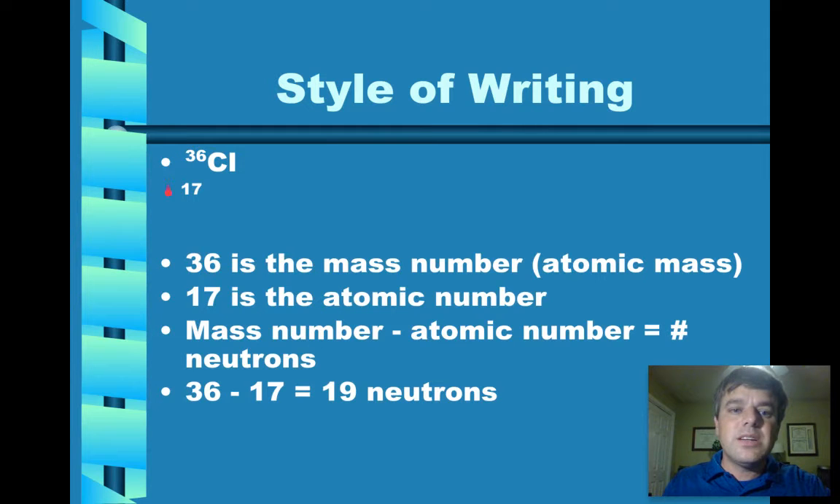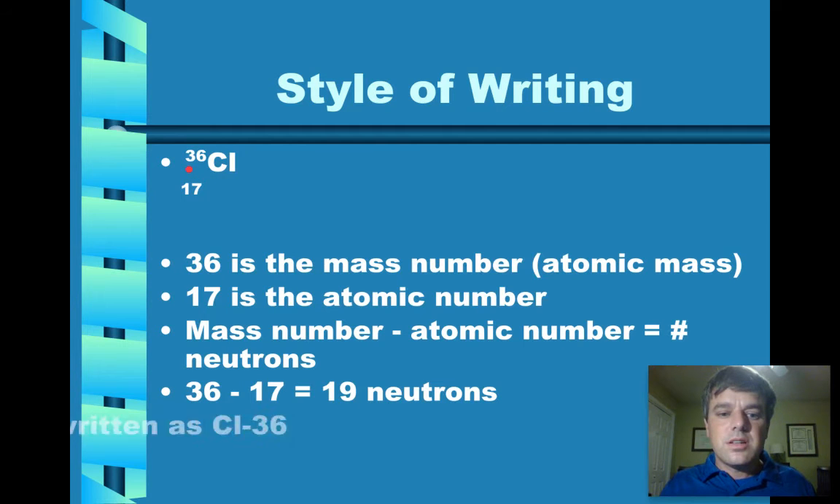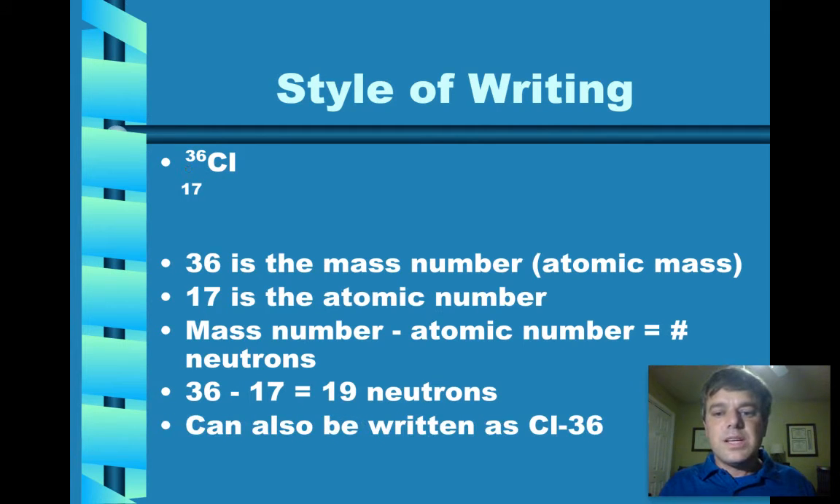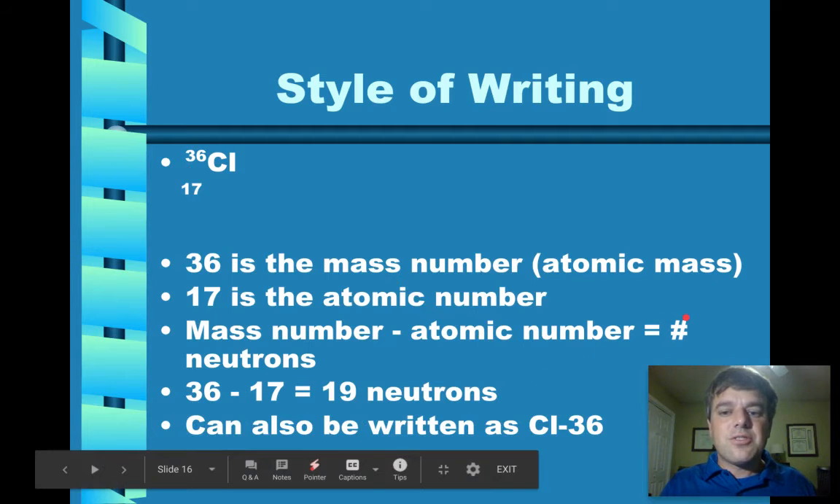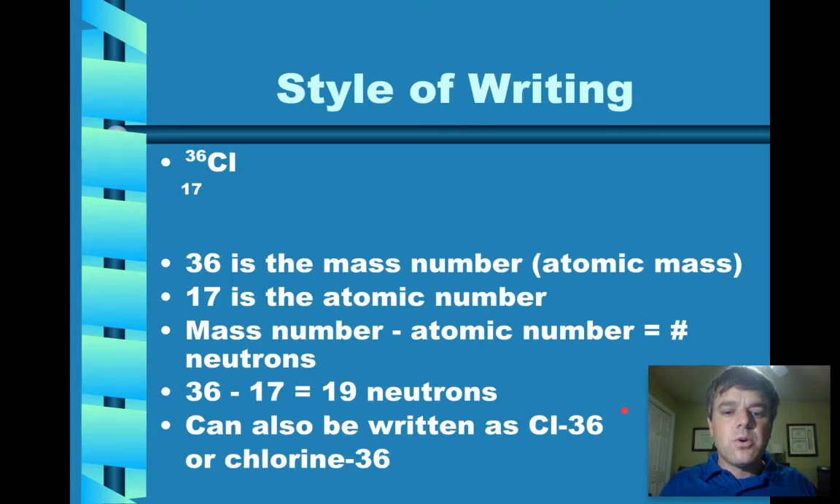One other thing to point out: if you have 17 protons in the nucleus that are positively charged, they will attract 17 electrons into the electron cloud. So protons and electrons in a neutrally charged atom are equal, and then you have to be told the mass in order to figure out how many neutrons you have. Now there's another way to write this. You could write it as Cl-36 to represent the atomic mass, or you could write it as chlorine-36.